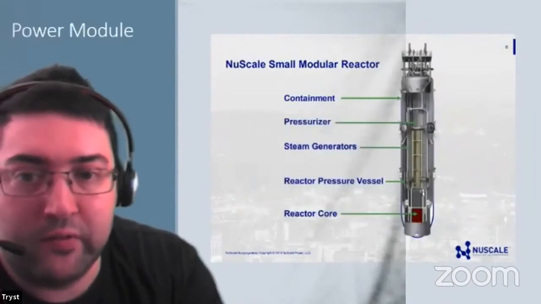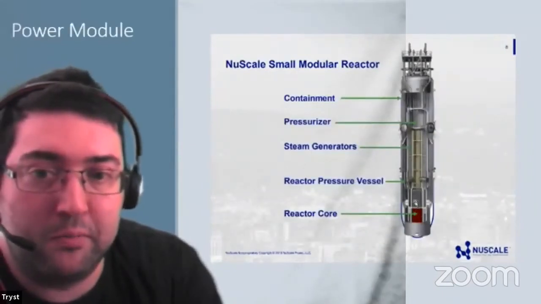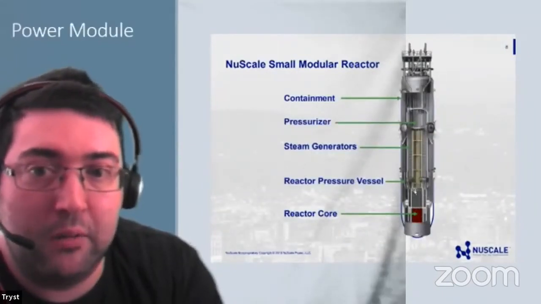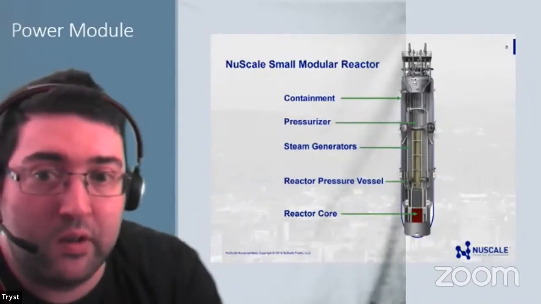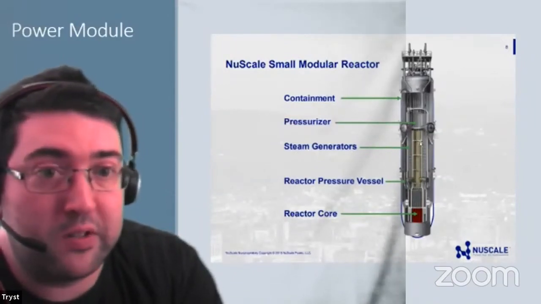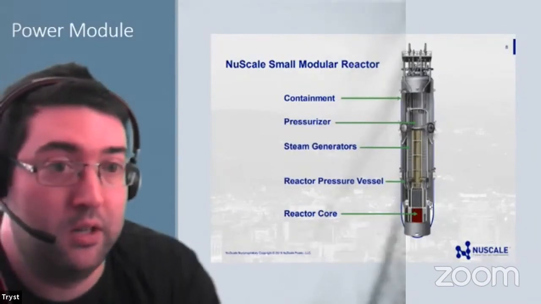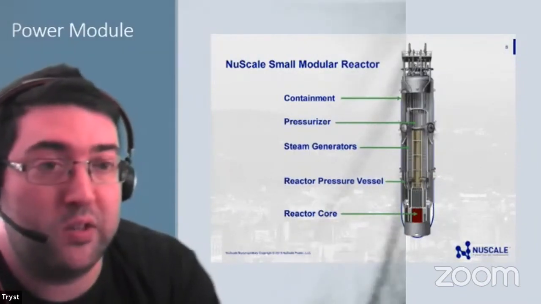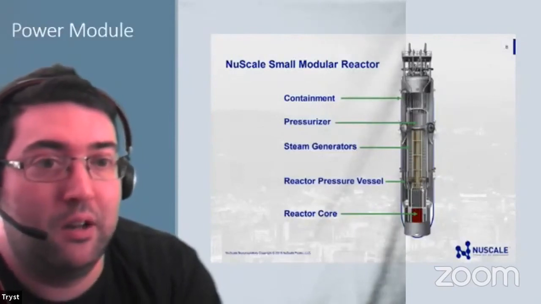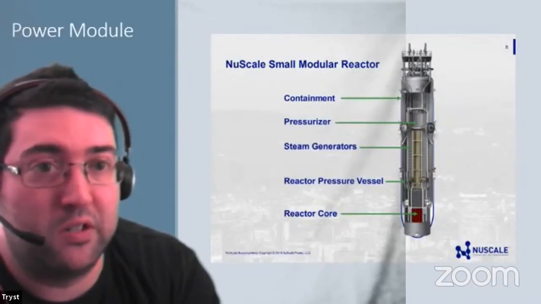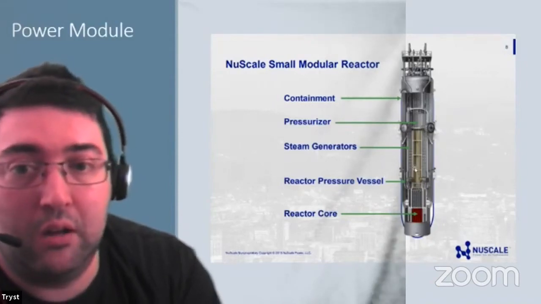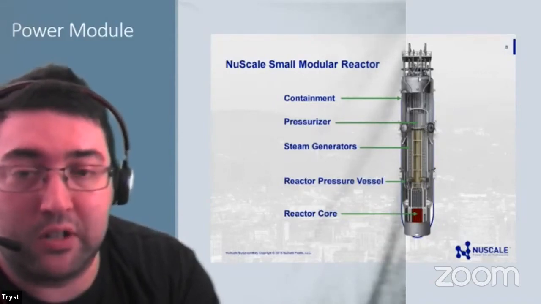The reactor itself is just this tiny bit at the bottom of the power module. The rest of the space is associated with generating steam, basically, and maintaining pressure inside the reactor pressure vessel. So it is a pressurized water reactor. So it's got a pressurizer to maintain pressure and stop the water from boiling off inside the core. And it contains the steam generator inside.